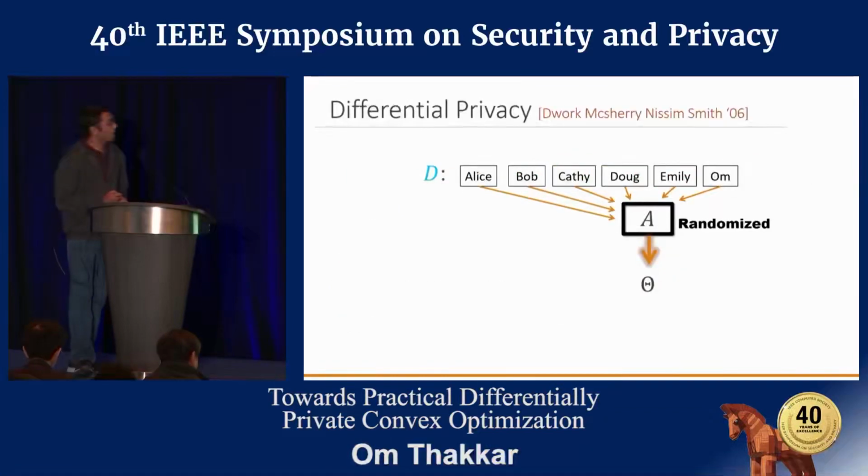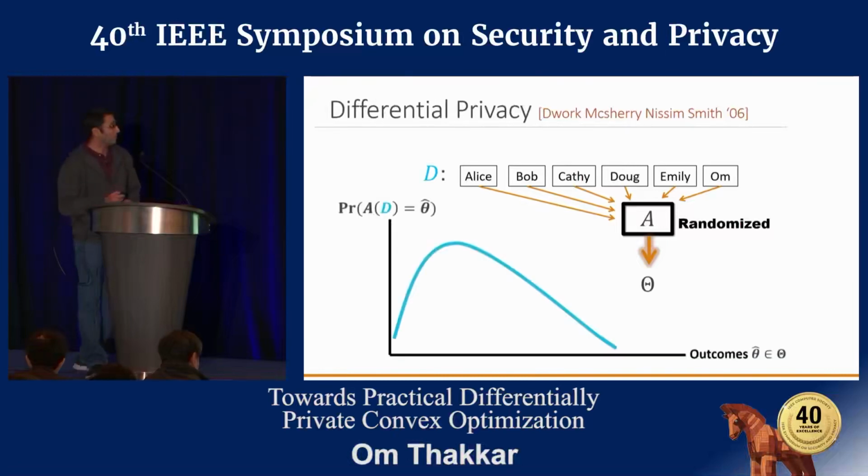So differential privacy has been recently used as a gold standard to prevent such leakage. Let's start by intuitively understanding what the notion means. So we have a data set D comprising of several members that is input into a randomized algorithm A, which gives out some model theta. Since A is randomized, it has some distribution over the set of outcomes. So here on the x-axis, I'm denoting the model space. Each point represents some model theta hat. And the y-axis denotes the probability of algorithm A outputting that particular model when the input is dataset D.